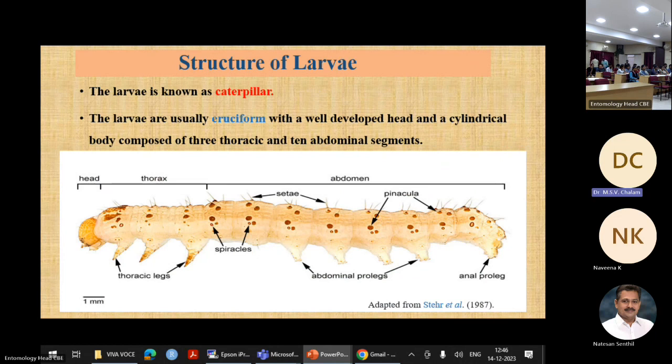Before going to the structure, let me tell what chaetotaxy is. The study of the arrangement of setae or bristles on the larval body is nothing but chaetotaxy, and it is useful for identification. We know the immature stages of Lepidopterans are called caterpillars, and they are usually eruciform with a well-developed head and a cylindrical body. You can see the caterpillar here. Next, please.